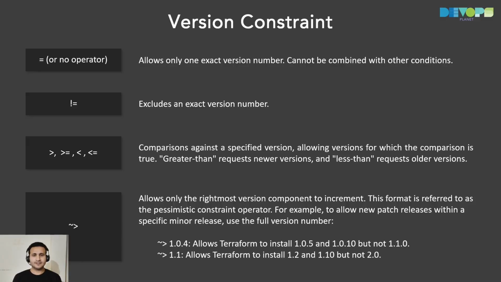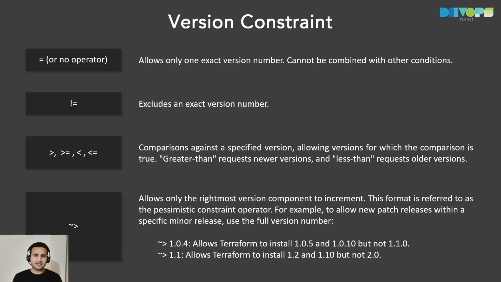So if there is a new patch version, it will automatically be installed, because generally patch versions don't have any breaking changes. They are not breaking your code. Most of the time they might have just some security updates or something like that. So it is always a good practice to use the latest patch version if you don't want to use the latest minor or major version.